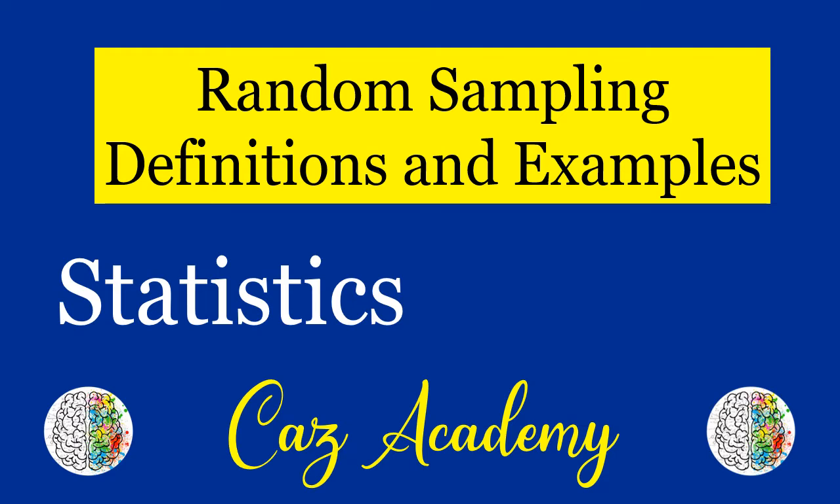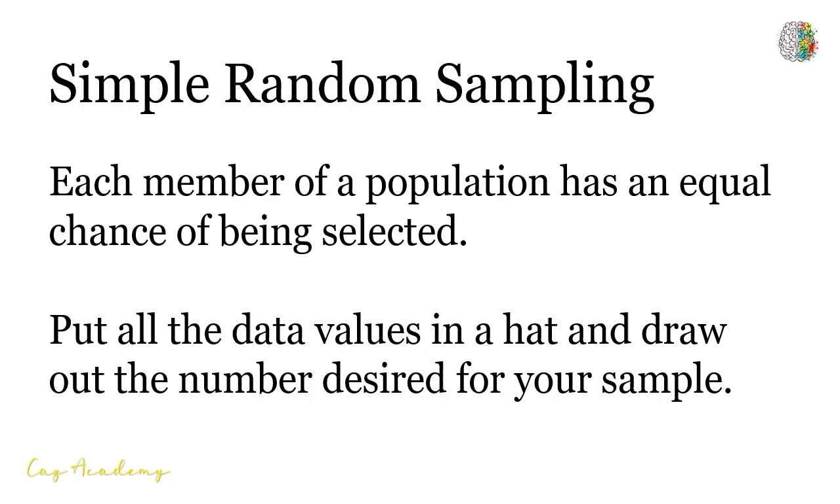In today's lecture, we are going to go over the definitions and examples of several random sampling methods. Our first experimental sampling procedure is called simple random sampling. This is when each member of a population has an equal chance of being selected. This would be the same as putting all of the data values in a hat and drawing out the desired number for your sample. This is the preferred or most ideal form of experimental sampling because every member of the population has an equal opportunity, equal chance of being selected.